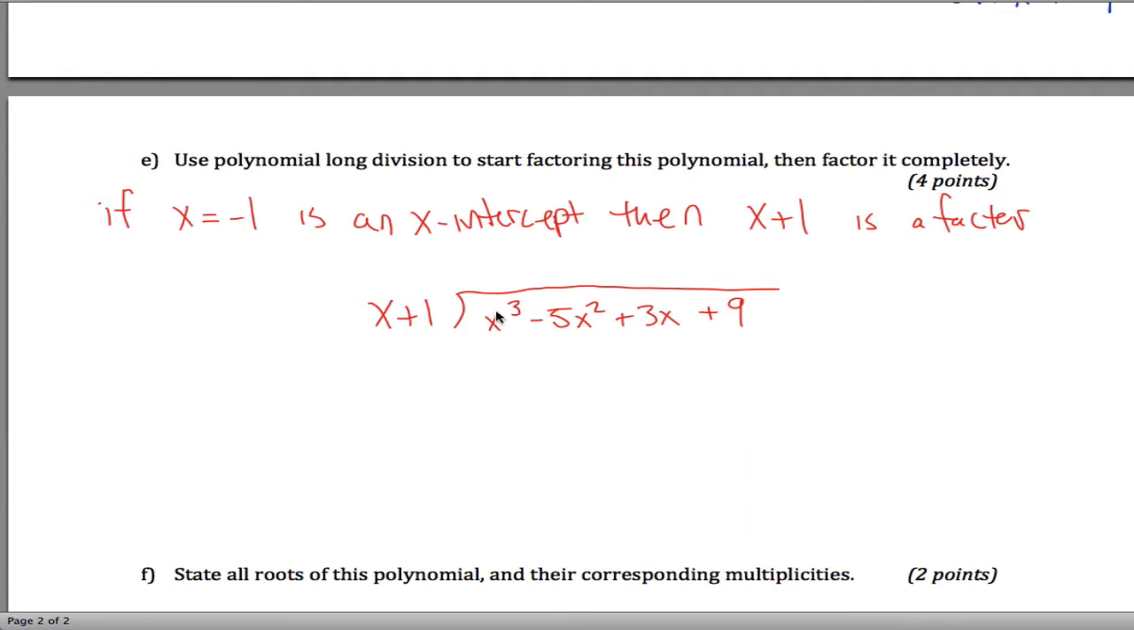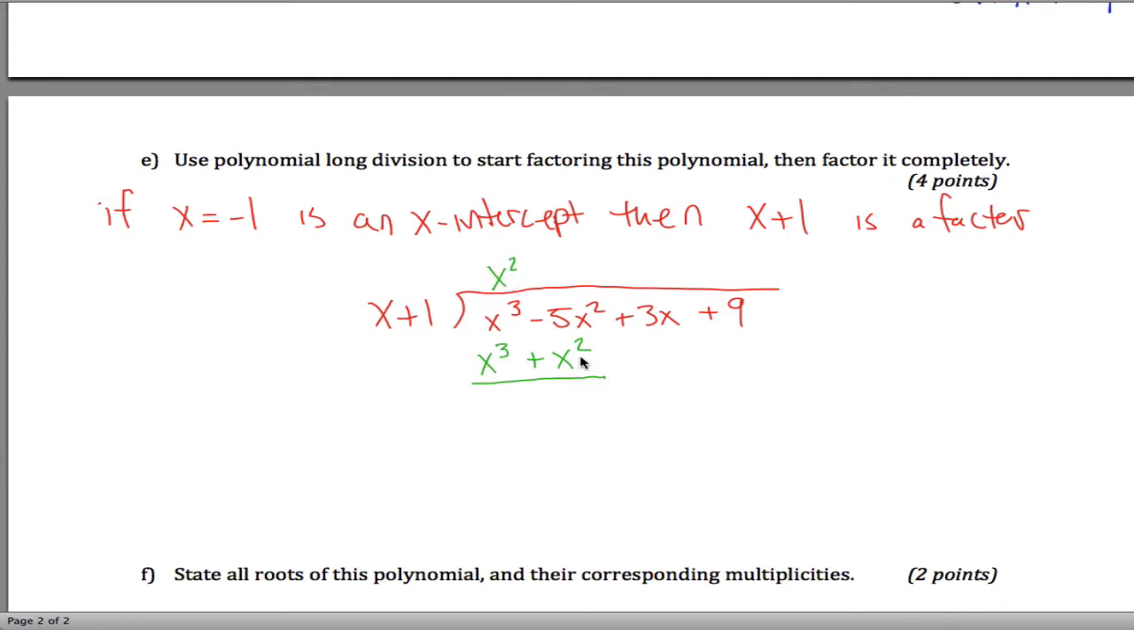That's better. So what I was saying is to get rid of this x cubed, we work from the left to the right, I need to put an x squared up here. Because I take this x squared and I multiply it by x plus 1 and get x cubed plus x squared. And now when I subtract, note my x cubes go away. So that's why I had to put an x squared up here.